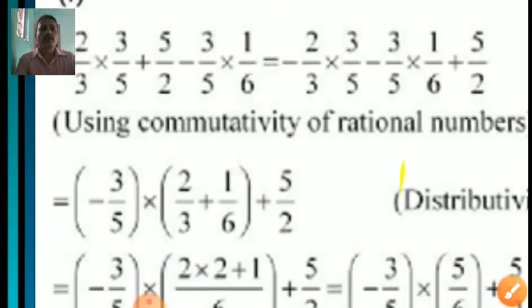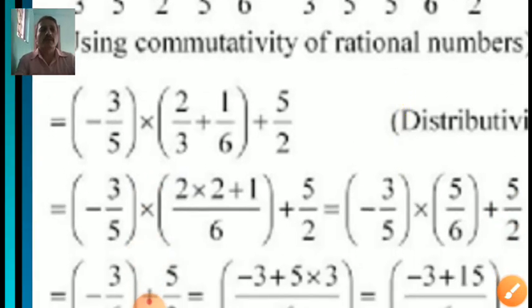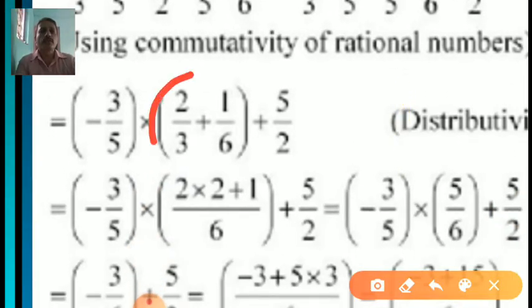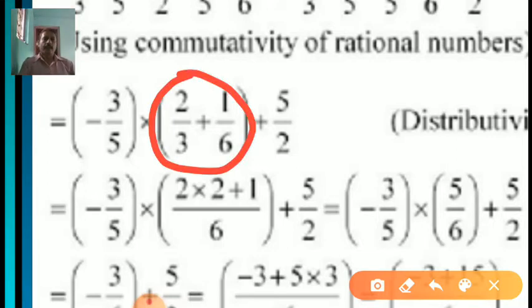We have to simplify these numbers. For simplifying these numbers, we should start from here. These terms we have to simplify. Look at the numbers. First is 2 upon 3 plus 1 upon 6. These both are rational numbers because these numbers are shown as p upon q. P upon q. Very good, student.